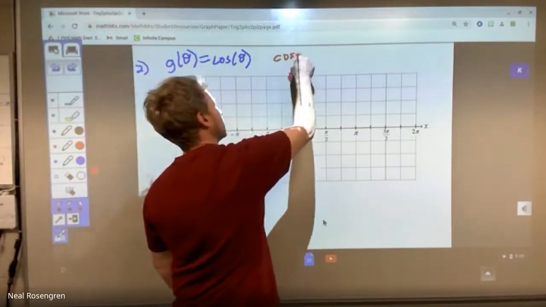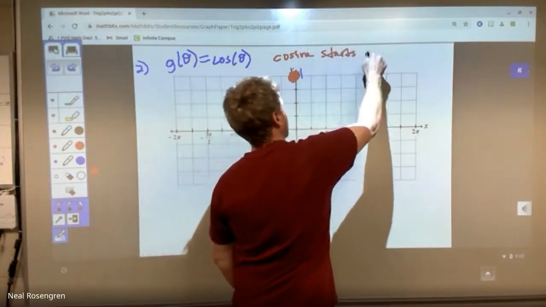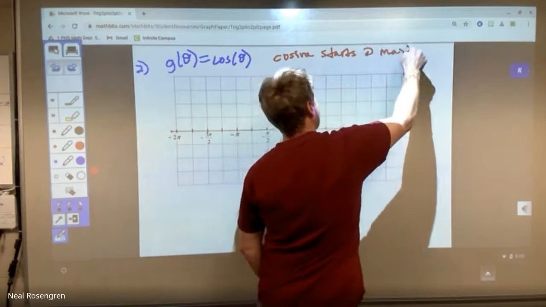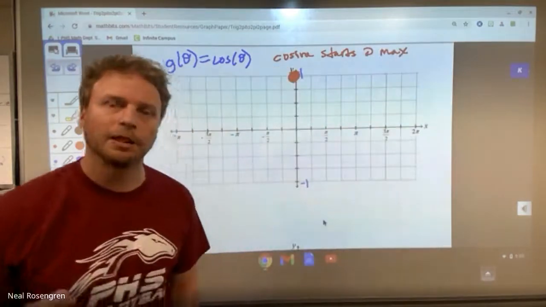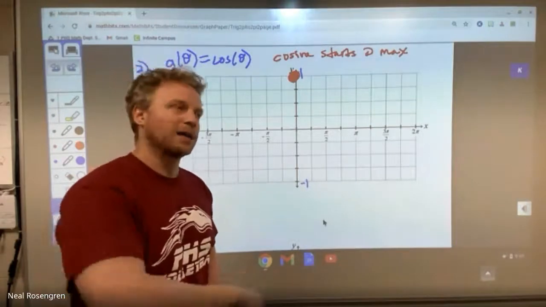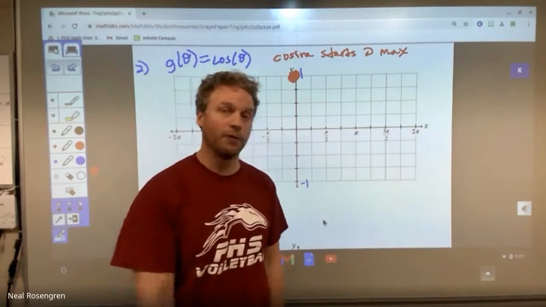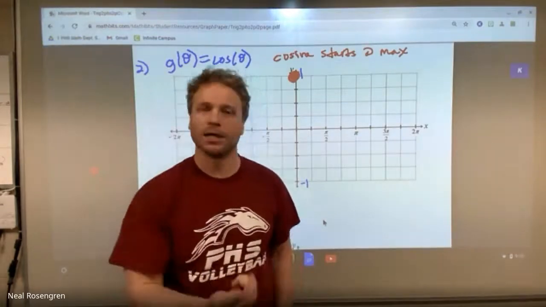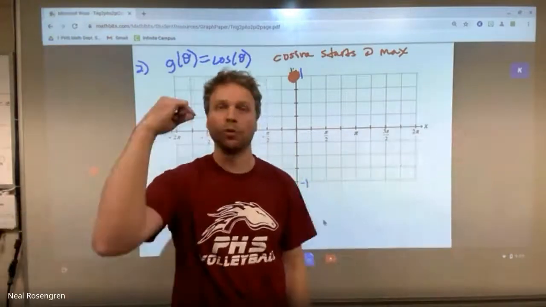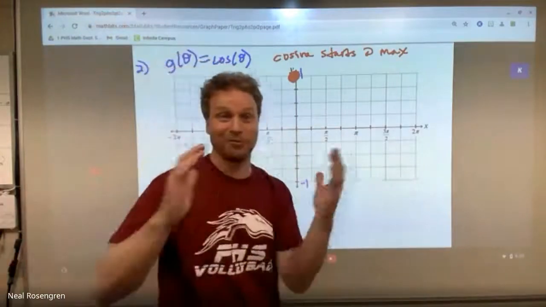Cosine starts at its maximum. That's going to be a lot easier when we're given a graph and they're asking us to find the equation, a cosine equation, for that function. We're just going to start at a maximum value. We're just going to look at a graph and say, hey, ooh, there's the top. That's where cosine starts, especially when we start sliding this stuff left and right.